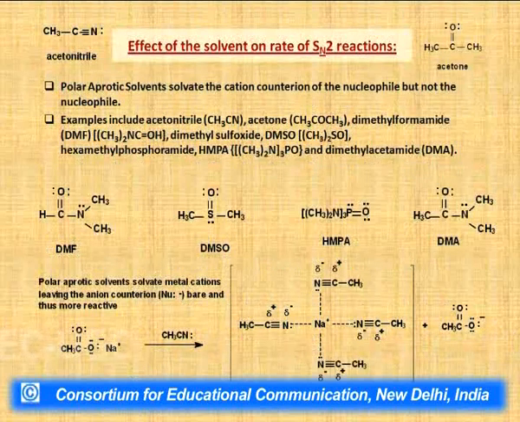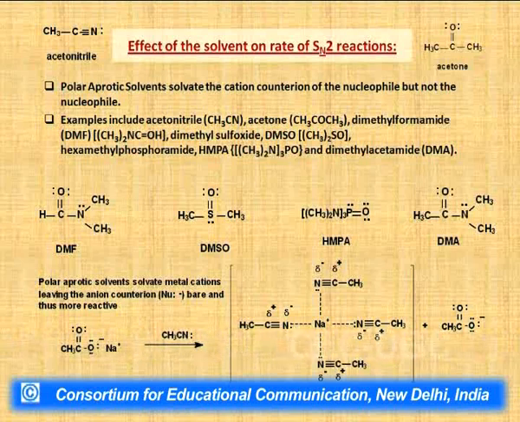Effect of the solvent, we are continuing. Polar aprotic solvents solvate the cation, the counter ion of the nucleophile, but not the nucleophile. Examples include acetonitrile, CH3CN, acetone, dimethyl formamide, dimethyl sulfoxide, hexamethyl phosphoramide and dimethyl acetamide. Polar aprotic solvents solvate metal cations, leaving the anion counter ion bare and thus more reactive. You can see that acetonitrile is solvated around metal sodium.